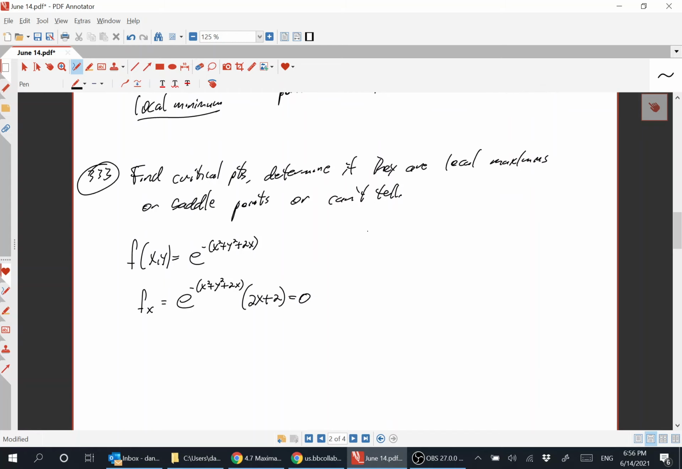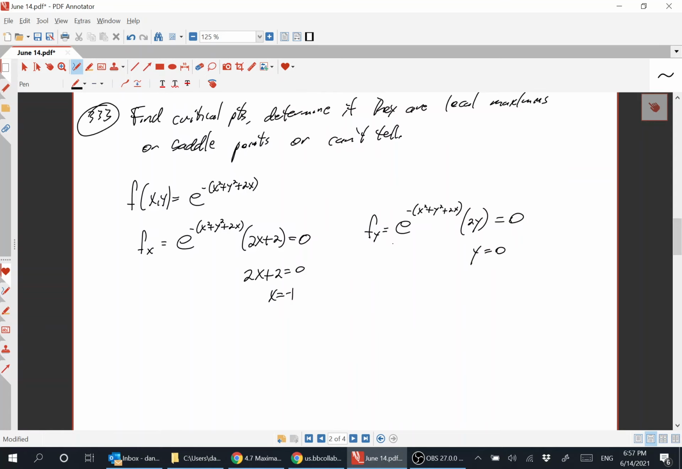And that just tells us what? X equal to... Right, the e is never 0, right? E is never 0, so this just tells us that 2x plus 2 is equal to 0. So x is minus 1. Partial derivative with respect to y, e to the minus (x squared plus y squared plus 2x) times the derivative of the inside, 2y. Setting that equal to 0, well, again, the e is never 0, so we just have that y is equal to 0. So (-1, 0) is the only critical point.